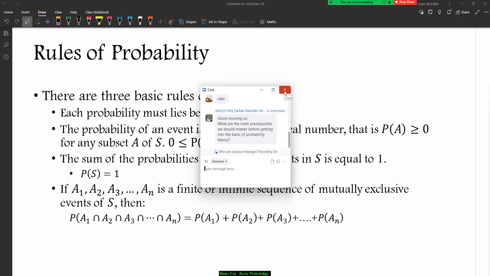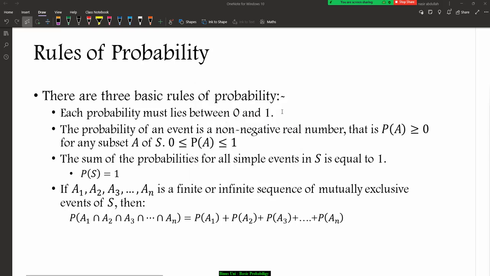What are the math prerequisites we should master before getting into basic probability? I think the math prerequisite is only set theory. Other than that, it is just basic mathematics, meaning plus and multiplication. So there are three basic rules of probability. The first rule is that each probability must lie between 0 and 1. The probability of event A should lie between 0 and 1. There are no negative values, and no values more than 1. There are no negative real numbers.